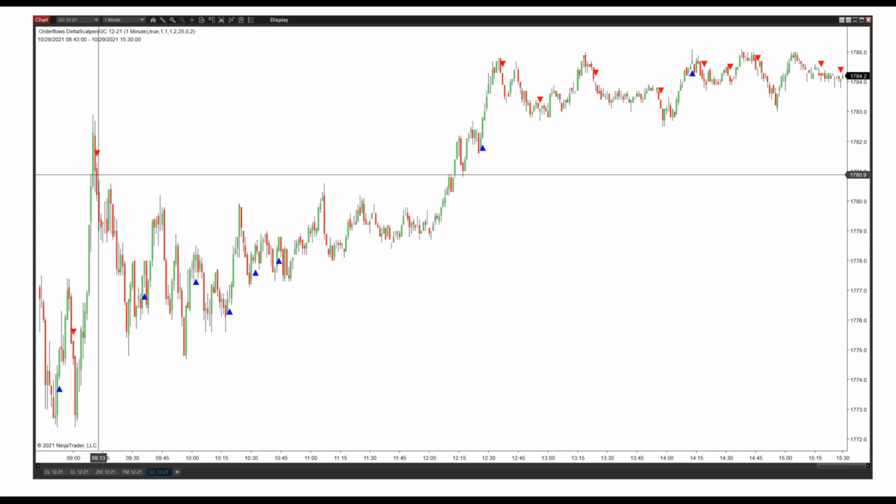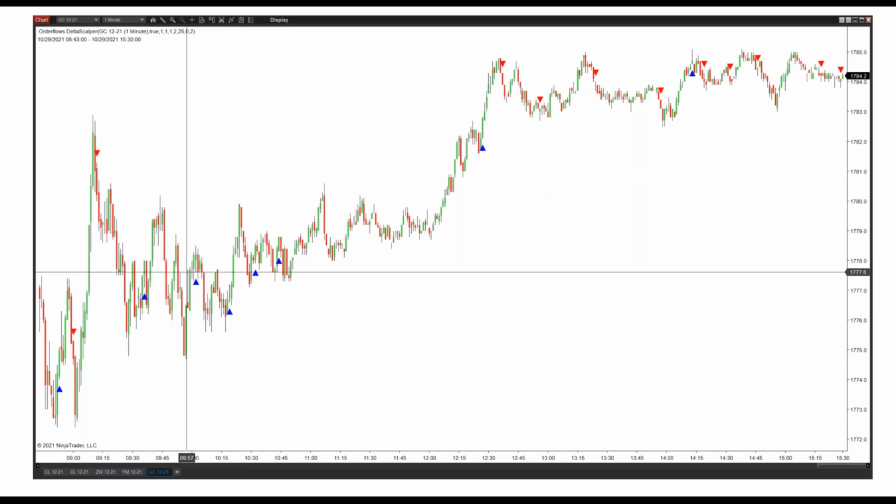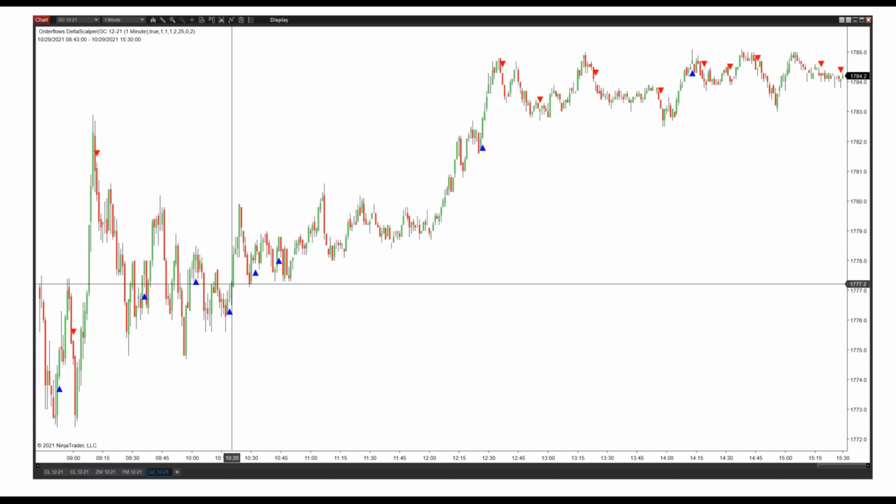There are going to be trades that get stopped out, like this one right here, or this one here. Imagine you get stopped out here, maybe get stopped out here, then you get long here, 77.20.